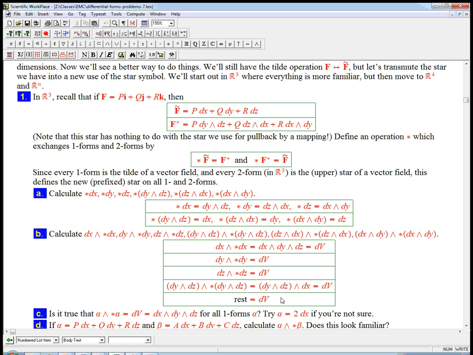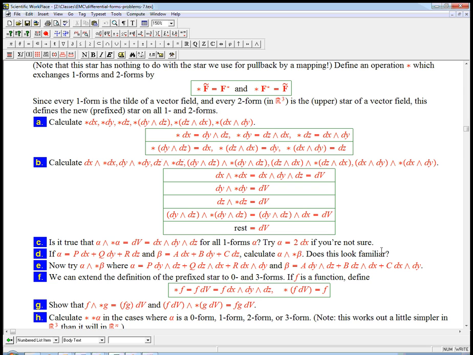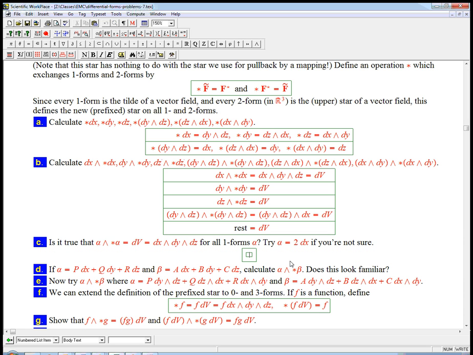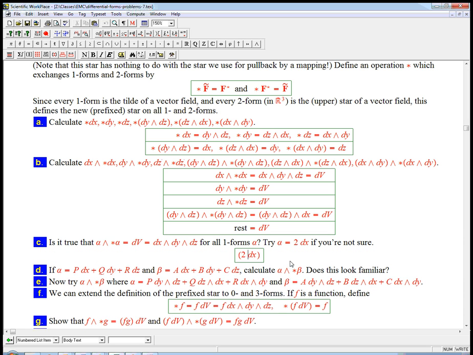So you might come up with a conjecture. Maybe for any one form alpha, alpha wedge star alpha is always dv. Well, think about it for a minute. Let's just try alpha equals 2dx. If you take 2dx and you wedge it with star of 2dx, the 2's are going to come out. Both of them are going to come out. You're going to get 4 dx wedge star dx, but that is equal to 4 dv. So it's not true that it's always just equal to dv. You might get a factor.